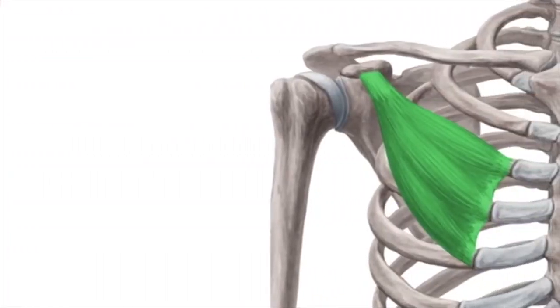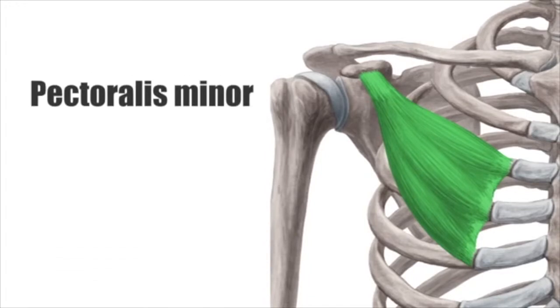The pectoralis minor is a fan-shaped muscle of the shoulder girdle. It is located under the pectoralis major, and with that muscle forms the anterior wall of the axilla where the contracted muscle can be easily palpated.